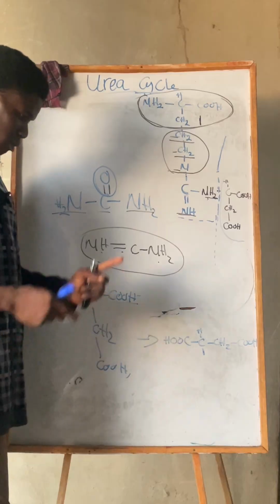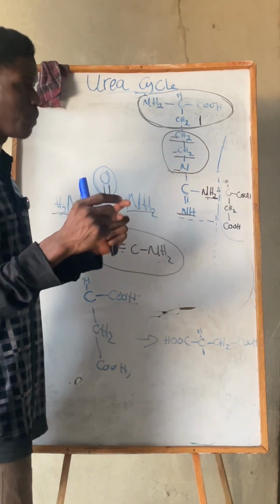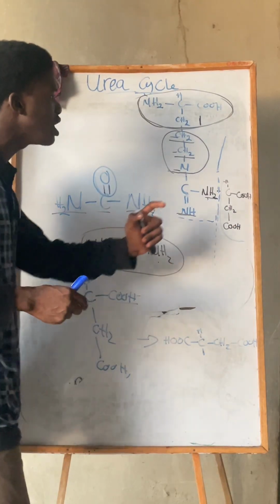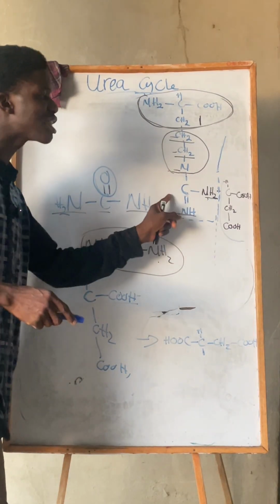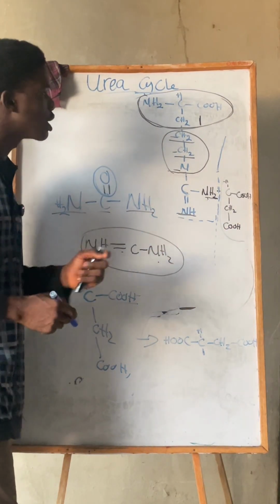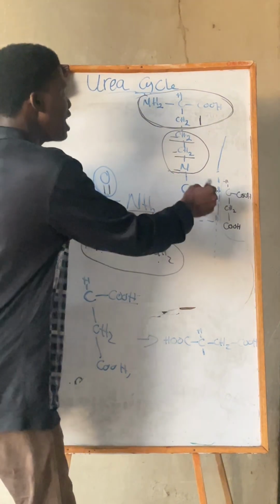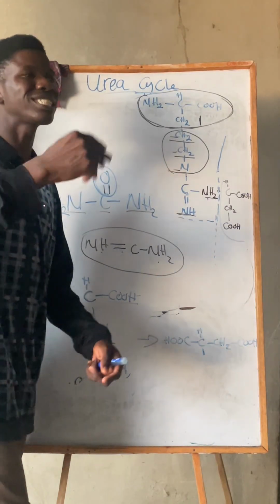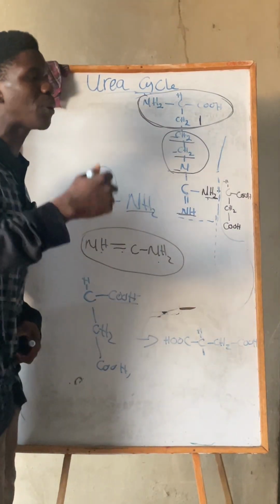A synthase means that no ATP is required. But if it is a synthetase, it means that ATP is required. And in this reaction, ATP is required. So it means that the enzyme that is controlling this is a synthetase. So what synthetase, what enzyme? So you see what the enzyme here will be.